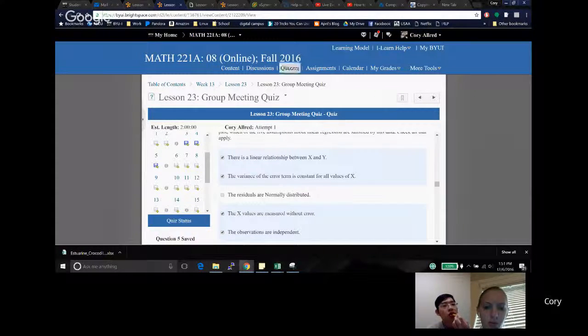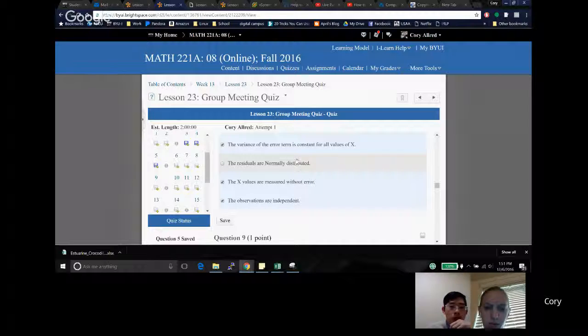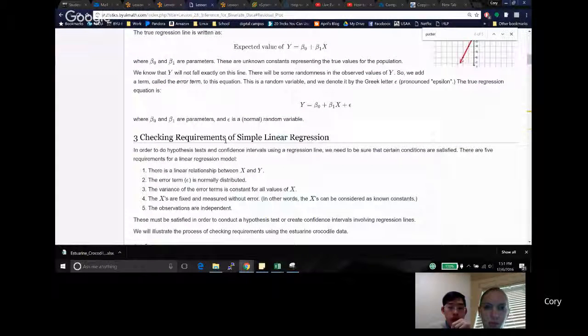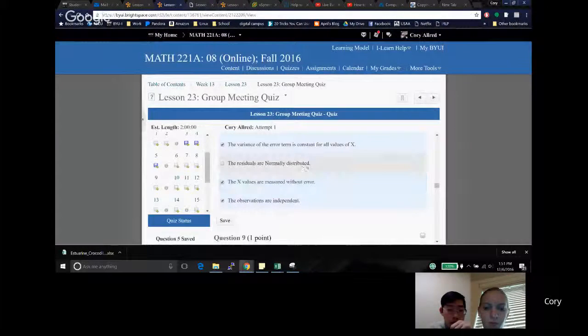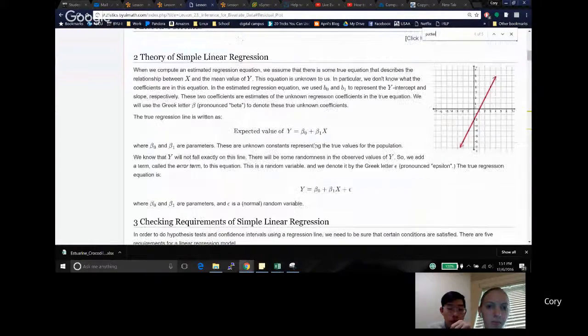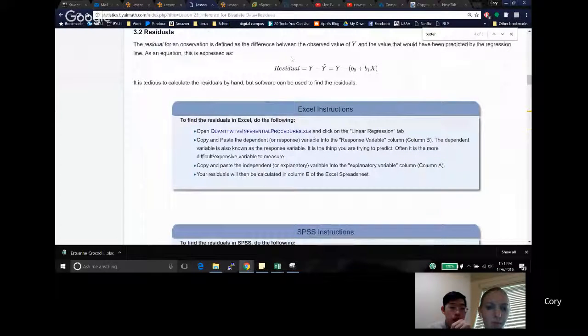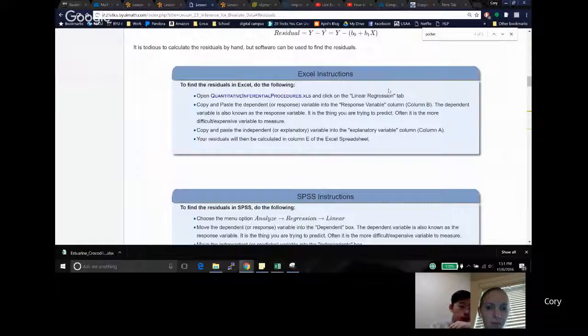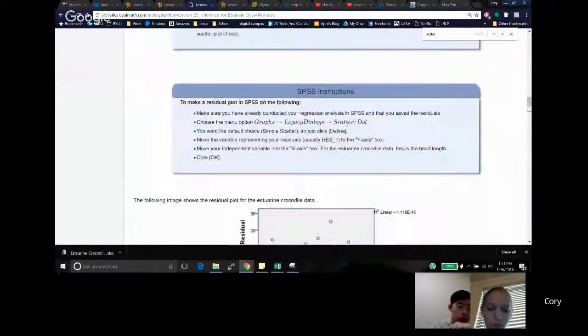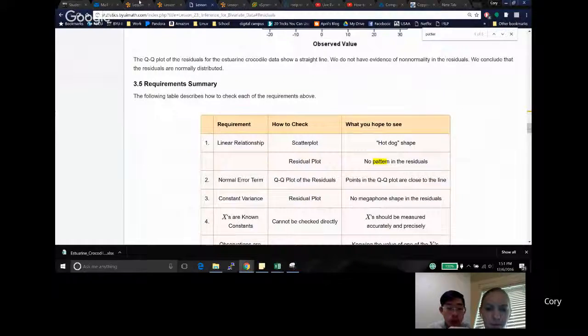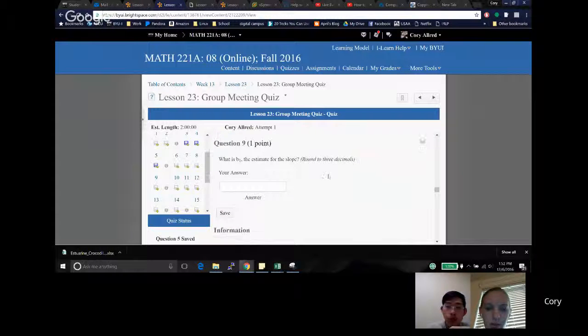Should the middle one be true as well? Okay, so they're all true then, right? Because that says the residuals are normally distributed. Here it says the error term is normally distributed. So the error term is normal, but I don't know if the error term is the same as the residual. So I figure we'll do that, and I guess we can have someone submit, and we'll find out.